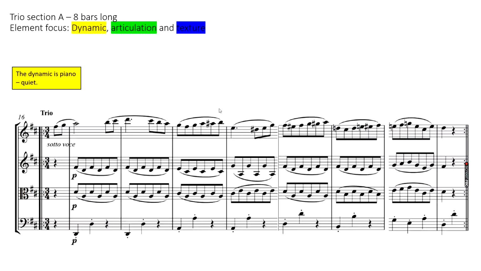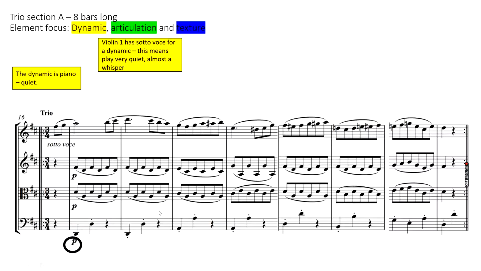To start off with, the dynamic of section A is piano, which we can see there in violin 2, viola and cello. However, we've also got a new word. In violin 1, which is the top line here, we've got the word sotto voce. Sotto voce means to play very quiet, almost like a whisper.